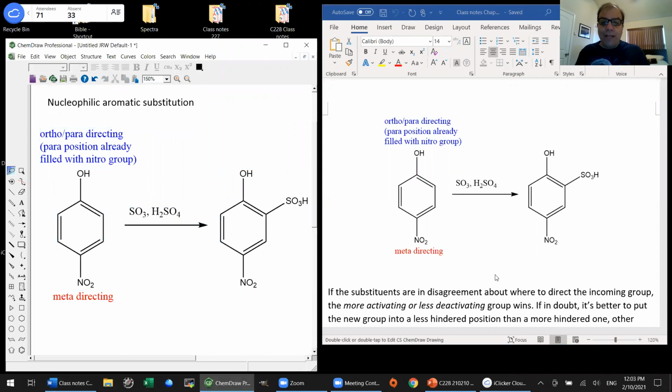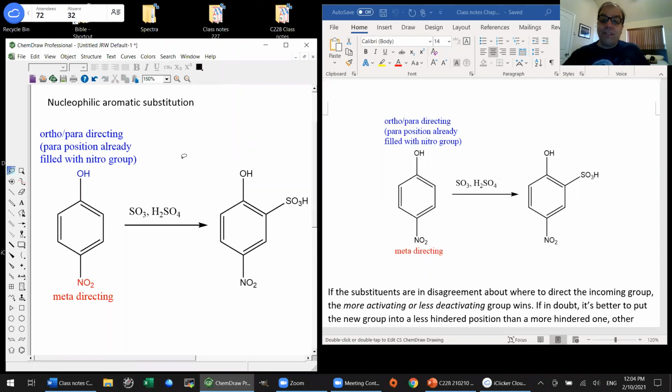Here we're doing an electrophilic aromatic sulfonation, right? We've got sulfur trioxide and sulfuric acid. That's our fuming sulfuric acid. And we've got an OH group. Let me just make that guy blue. And we've got a nitro group para to it. We'll make that one red.